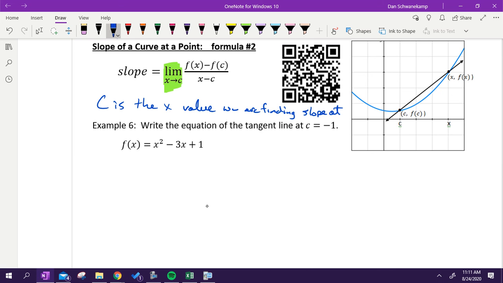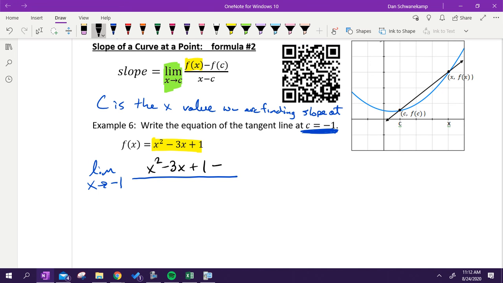Okay, so we're going to write an equation of the tangent line at c equals -1. So we're going to find the limit as x approaches what value for this problem? The c, and my c represents -1 because I'm writing the equation at -1. It says in my formula to write down f of x. What can I write down for f of x? X squared minus 3x plus 1. So I'm going to write that down: x squared minus 3x plus 1, minus f of c.